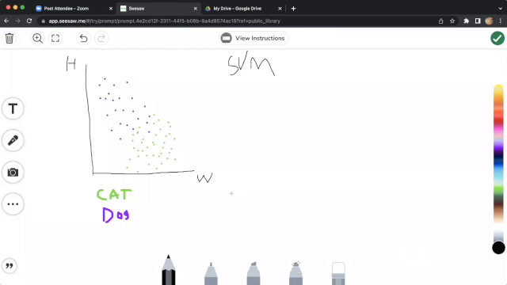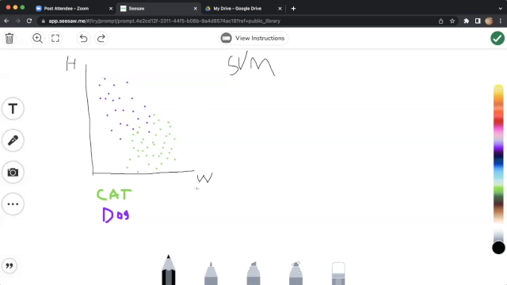Our goal is to create a line, if you will, that best classifies and best separates the cat and dog. There are so many ways we could draw this line. Looking at it, we could draw it here, or something like that. There are so many different ways we could draw this line. And that's exactly what SVM does: it finds the optimal line that best separates the data between classes.